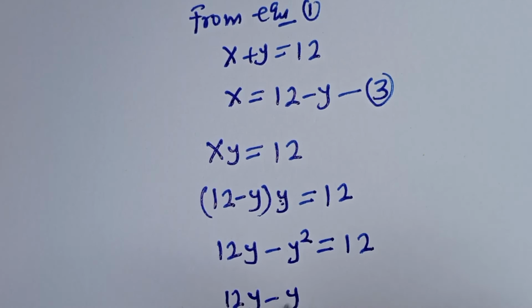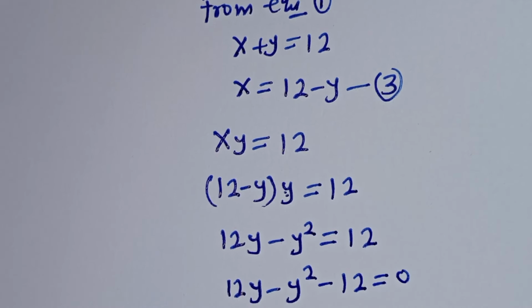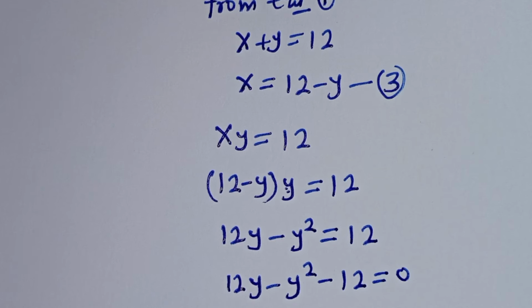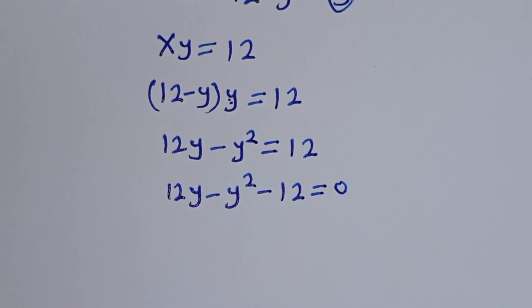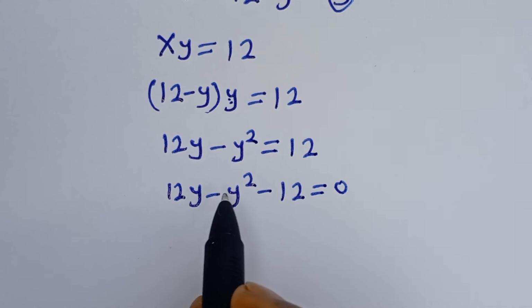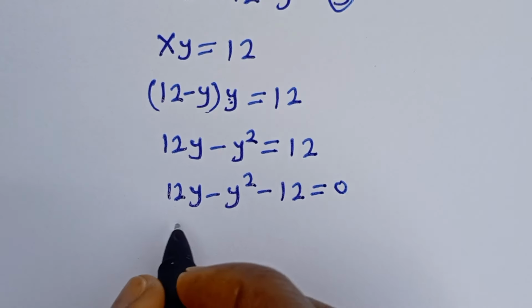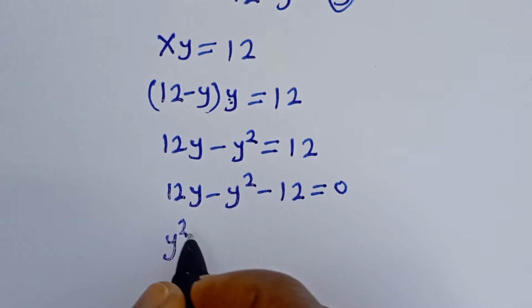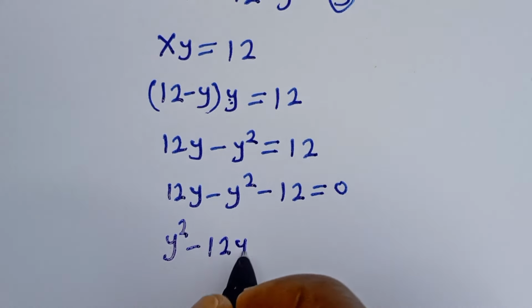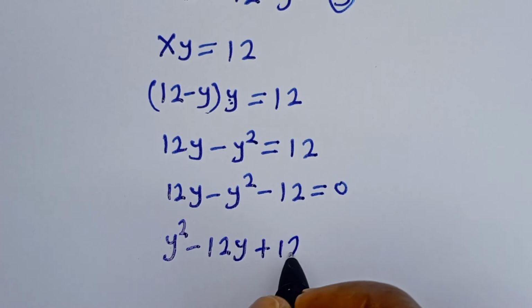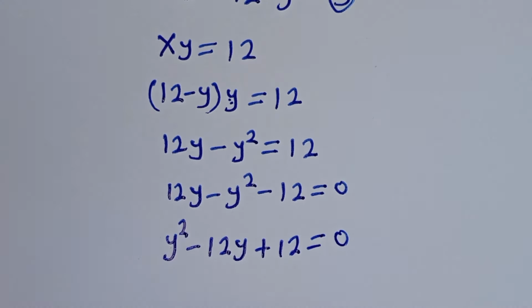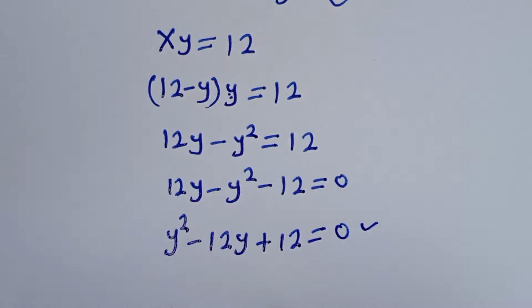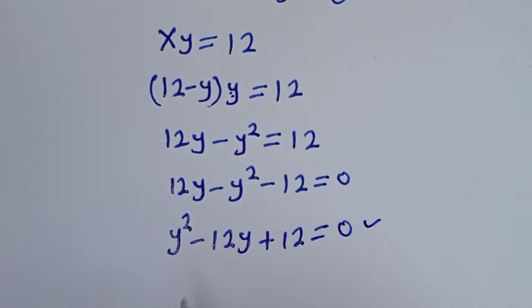And this is 12y minus y square minus 12 is equal to 0. Now let's rearrange this by multiplying all through by minus 1. We have y square minus 12y plus 12 is equal to 0. This is a quadratic equation which can be solved using the quadratic general formula.